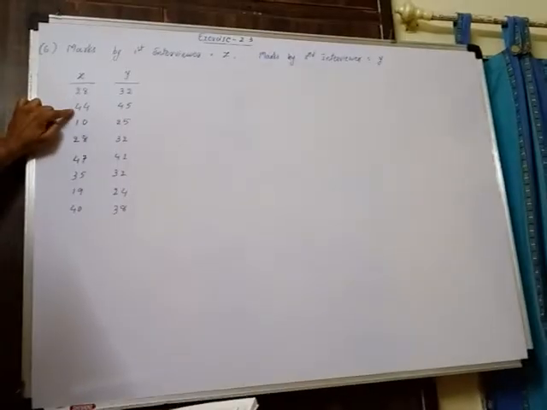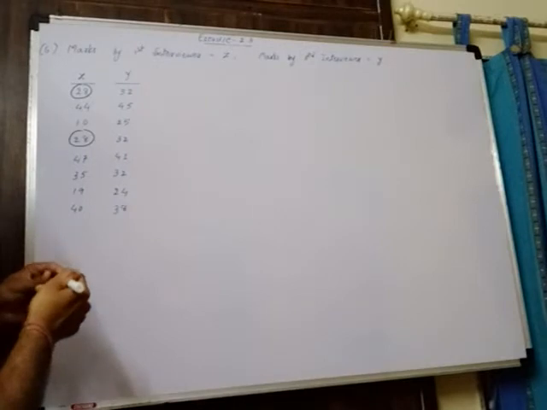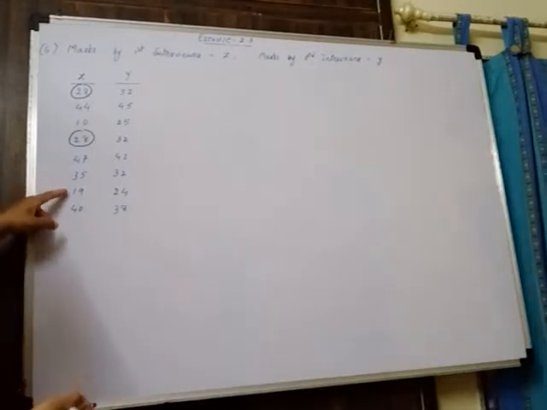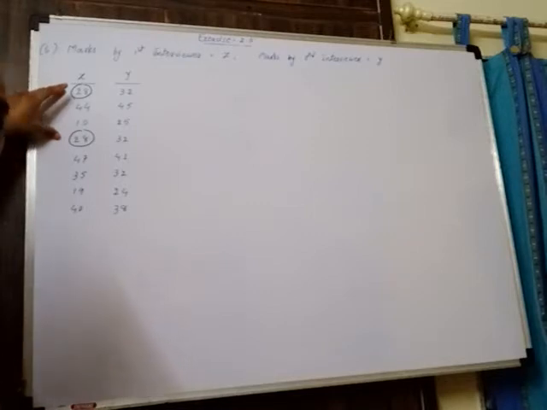See, X variable 28, 44, 10, 28. So you can see over here that the variable X also, in which there is a repetition available, 28, 28, then 47, 35, 19 and 40. So there is one observation repeating over here in variable X.